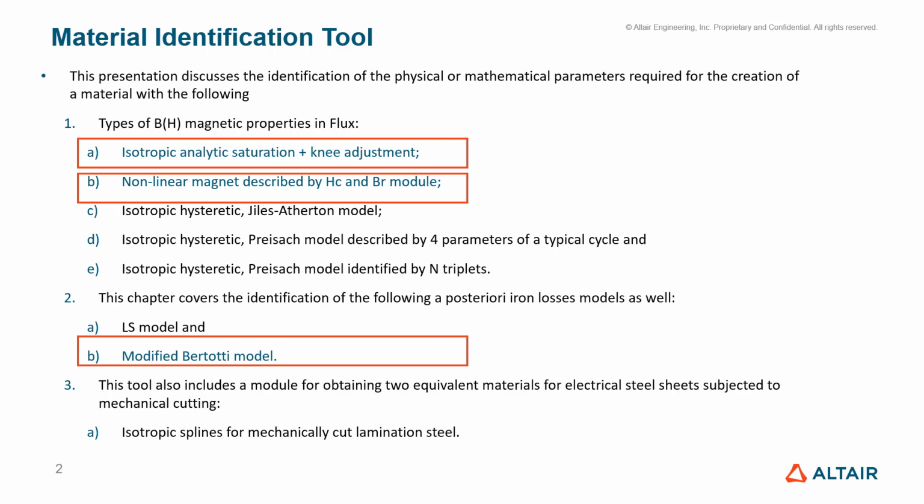We are not focusing on each and every model today. We are only focusing on popular or most commonly used models. Among them, we have isotropic analytical saturation plus knee adjustment, nonlinear magnet described by coercivity and residual magnetic flux density, and modified Bertotti model.